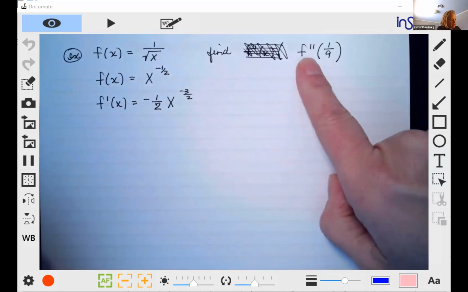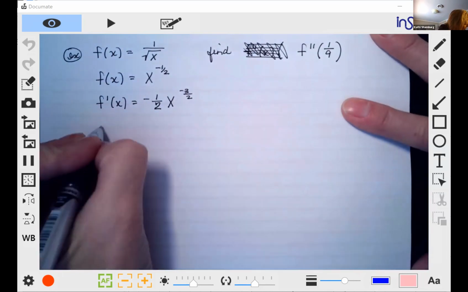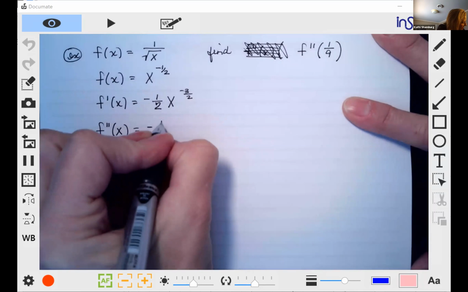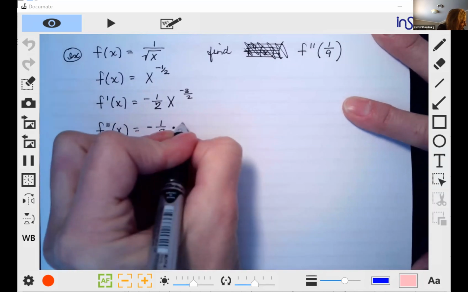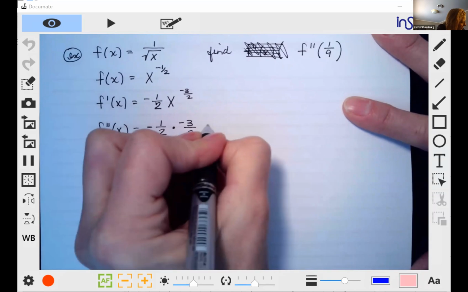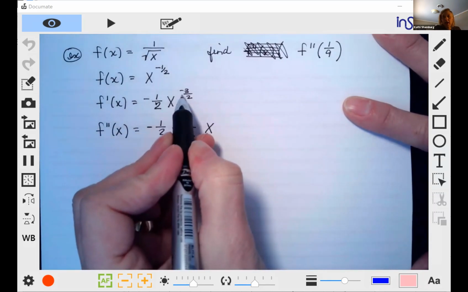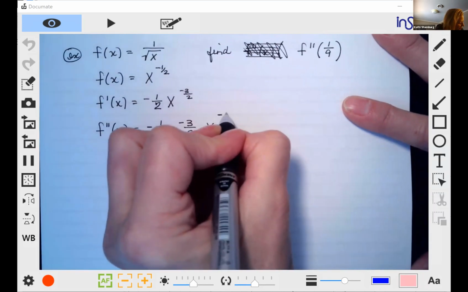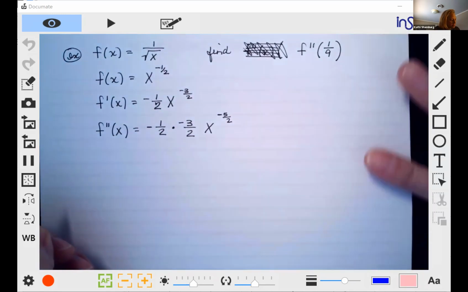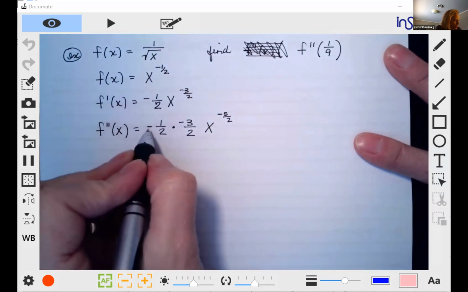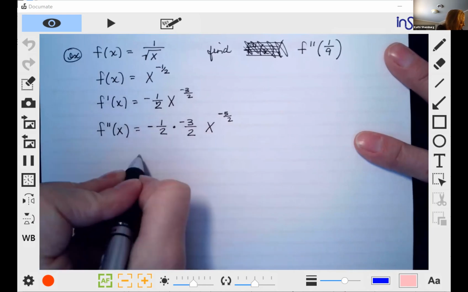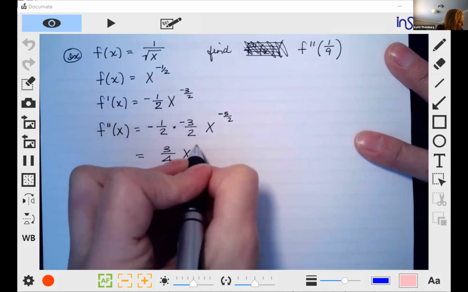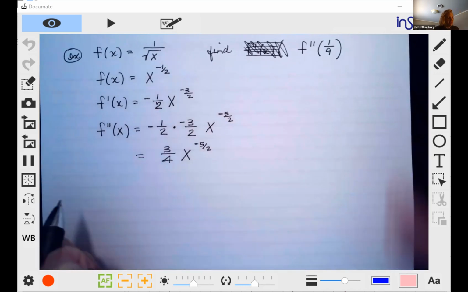And we need to find the second derivative. So we will have negative 1/2 times negative 3/2 x to the, and here you would have negative 3/2 minus 2 over 2, which would be negative 5/2. So I'm going to clean it up a little bit. We know negative times negative is positive. So we would get 3/4 x to the negative 5/2.